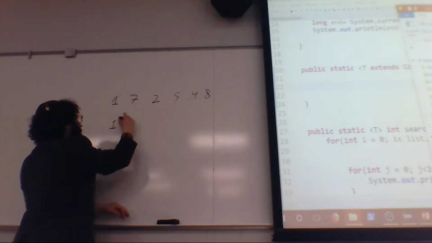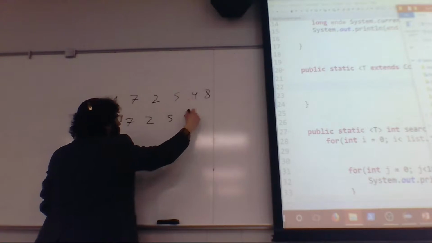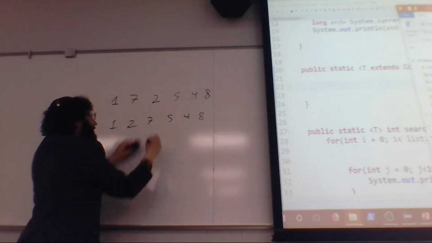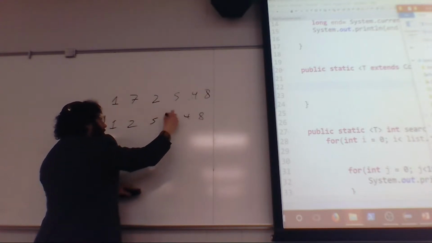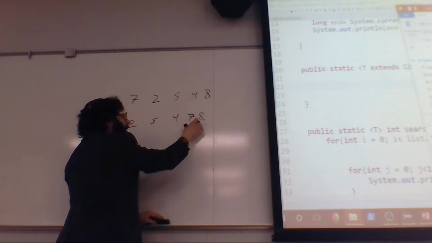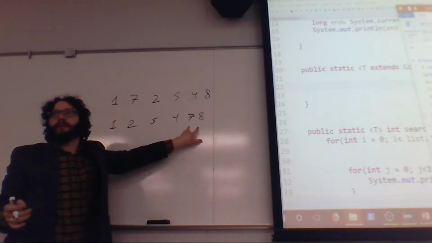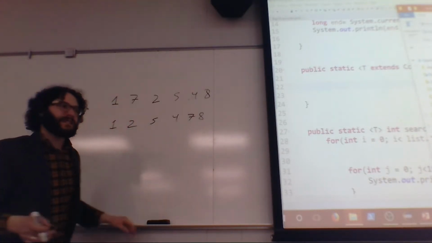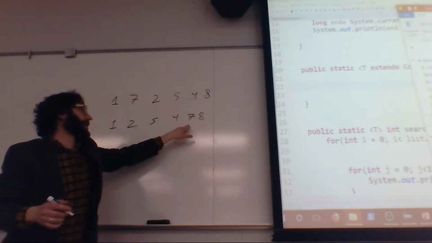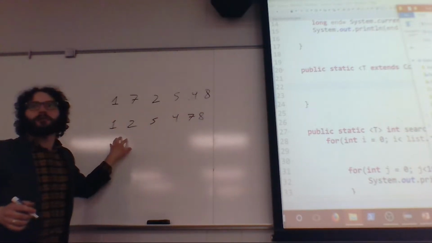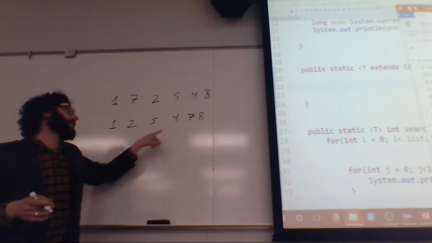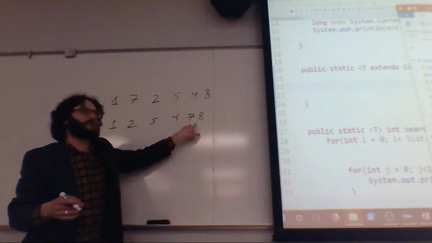So here we've got 1, 7, 2, 5, 4, 8. 1 and 7 don't swap. 2 and 7 swap. 5 and 7 swap. 7 and 4 swap, right? And then 7 and 8, it's perfectly happy where it is, right? So you can see that we've got one item sorted, now a second item guaranteed sorted, and we don't know about these guys over here. These could have been anything, but we do know that guaranteed we've got 2 elements sorted.